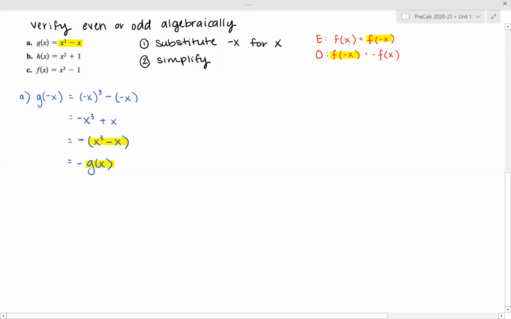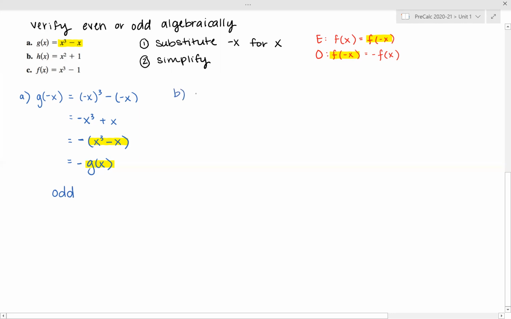So now compare that back up to our two rules. g of negative x, where is it equal to negative g of x? And that would be true for an odd function. So A is an odd function.